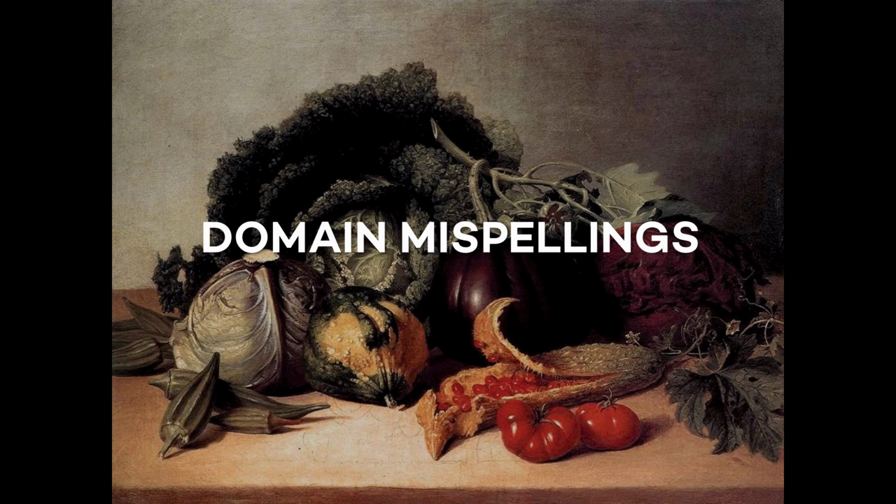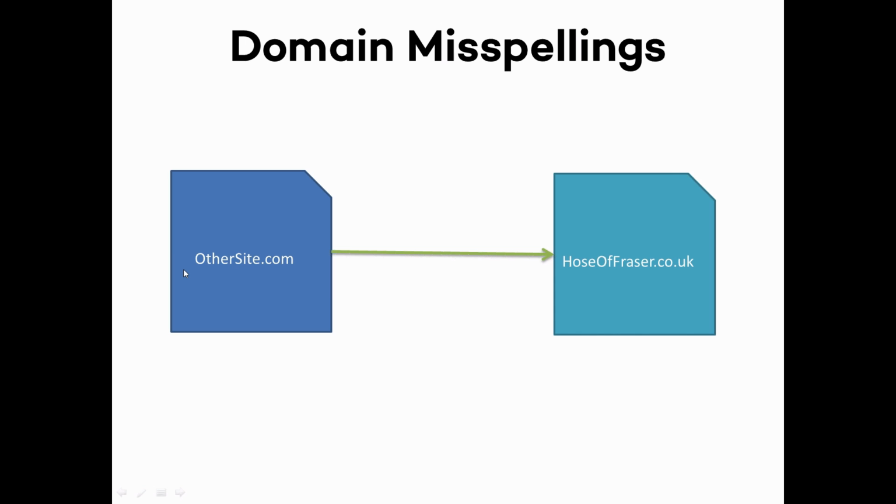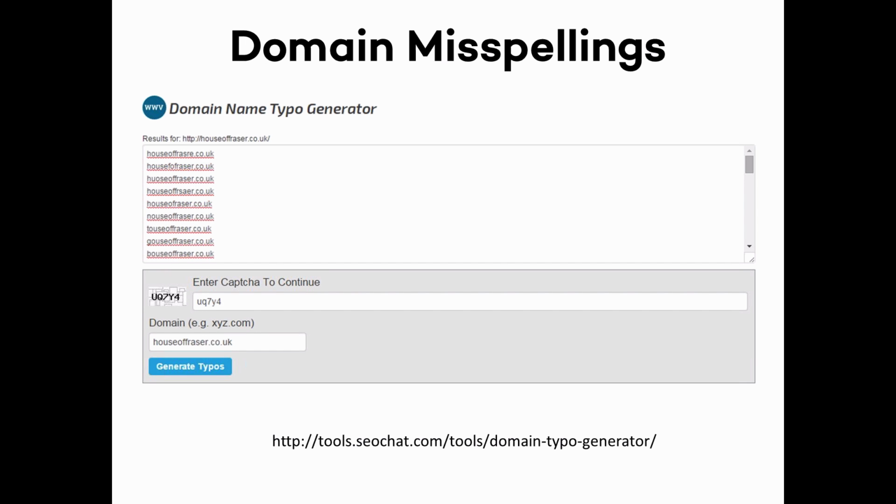Domain misspellings. Another really interesting and really easy way to pick up links, because this happens all the time, especially if you're working with sort of big name brands that do get a lot of links. So a misspelling is where another website will create a link to your website, but they'll misspell your domain. So instead of House of Fraser, maybe they've linked to Hose of Fraser. And this happens a lot more than you might expect.